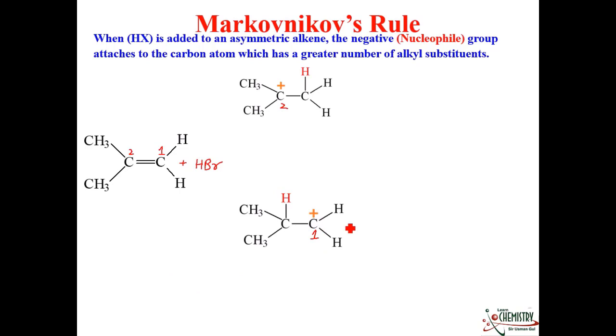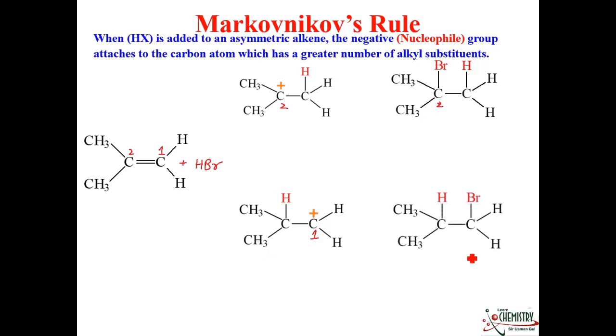Okay, if there are two possibilities, then our product could be two types. Now you can see this one is the first product. In the first product, the Br negative part is attached to the most substituted carbon, and in the second possibility, the Br is attached to the least substituted carbon.